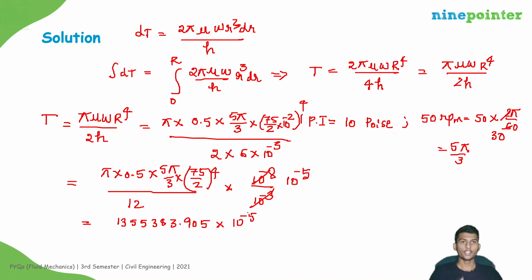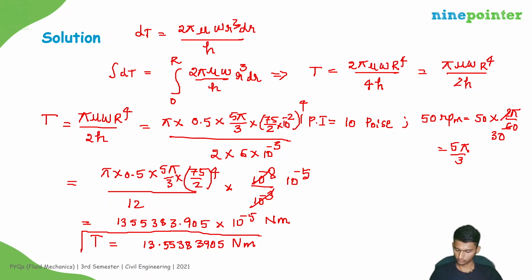We substituted all values in SI units, so we will get torque in SI units, that is Newton meter. So that will be equal to 13.553838905 Newton meter. So this is the total torque on the shaft. So how is this torque generated?